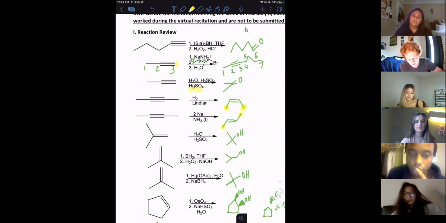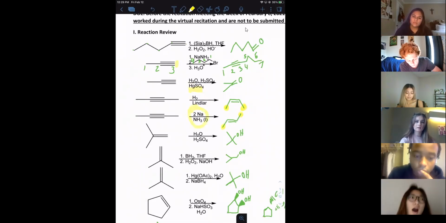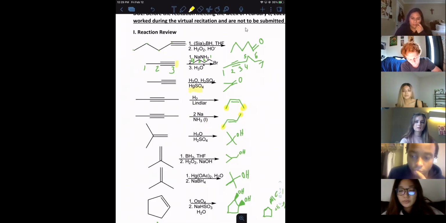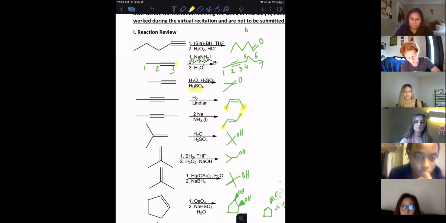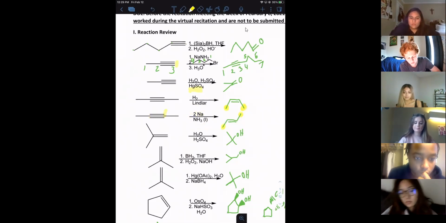But just know that it adds cis and it only reduces one. This one right here, based on this number of sodium equivalents, is the number of hydrogens you're going to add. So like for this one, we added 2 hydrogens. So we used 2 equivalents of sodium.